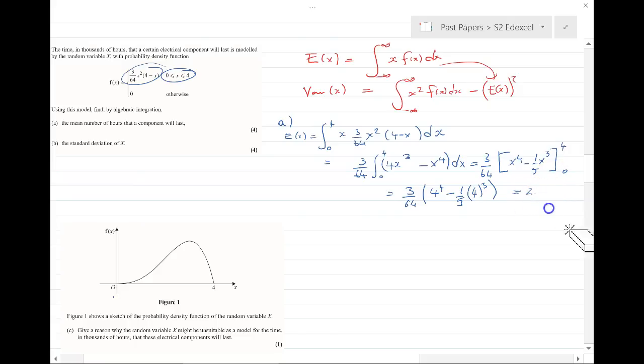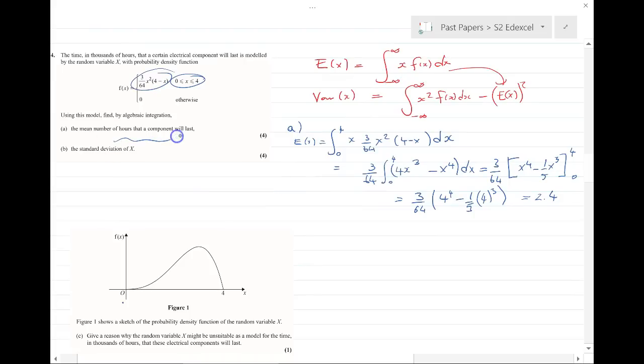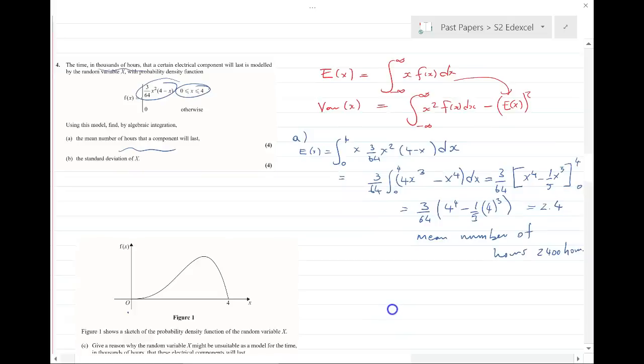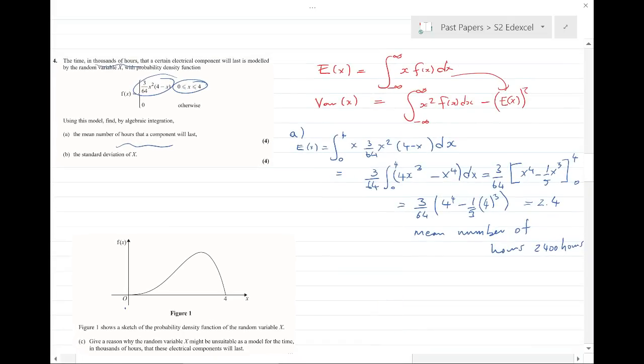So, going back to the question, don't leave it there, because it says the mean number of hours, and it talks about thousands of hours. So the mean number of hours is 2,400 hours. Okay, that's part A done. Let's go on to part B.